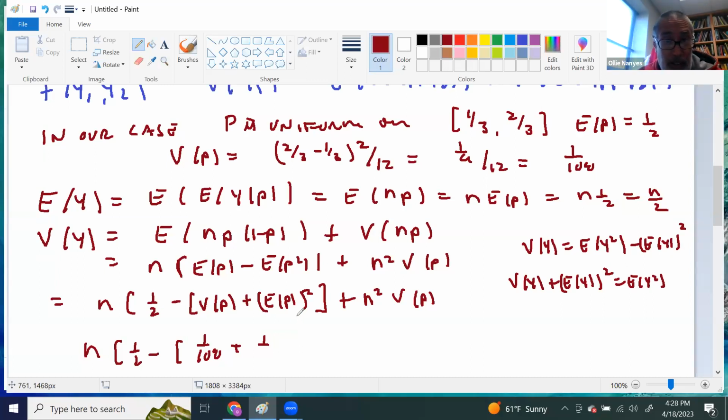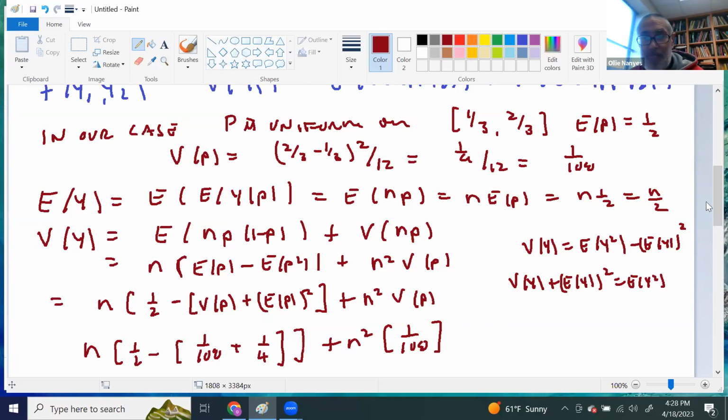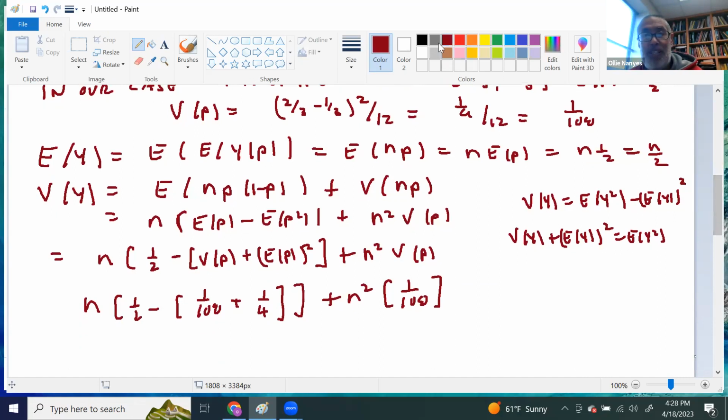Have to be careful here. The expectation's 1/2, so this is going to be 1/4. Plus n squared, and we already had the variance of p given as 1/108. And you can work that out, but that's how you calculate the variance.